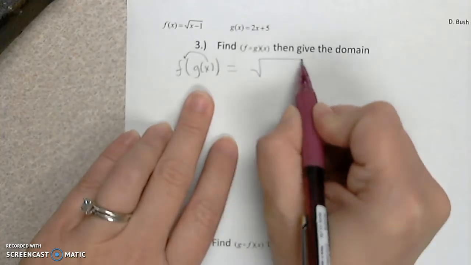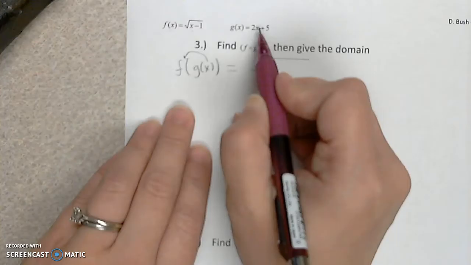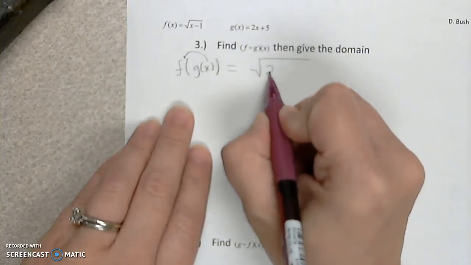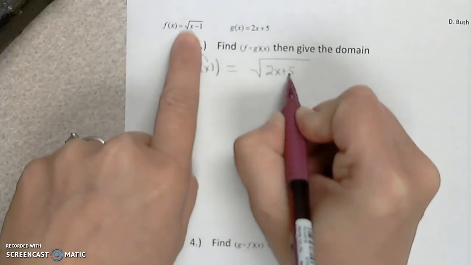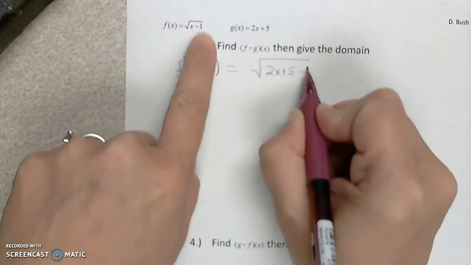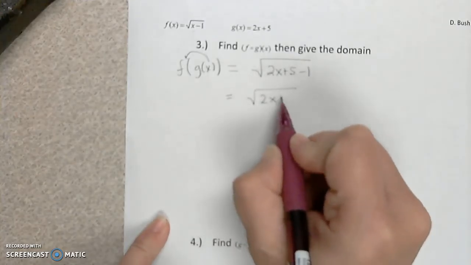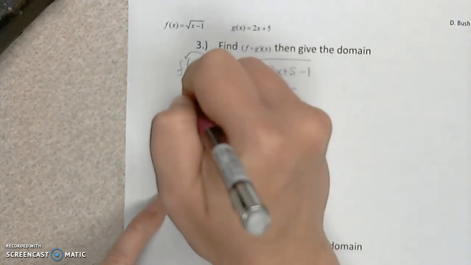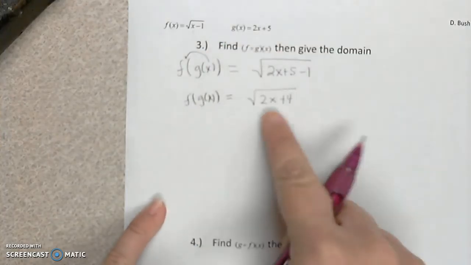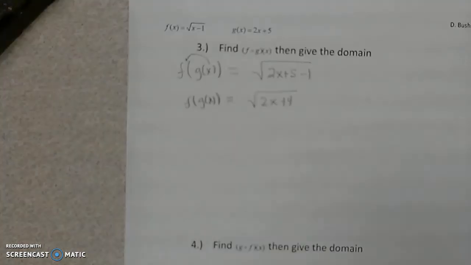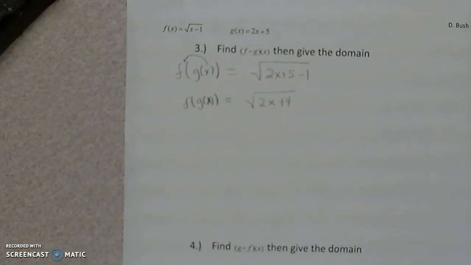Alright, so f is the square root of x minus 1, but instead of writing an x, I'm going to put the function g of x, so 2x plus 5 is taking x's place, and then I say minus 1. So that gives me the square root of 2x plus 4. Alright, I don't have any numerical value to fill in, so that's as far as I can go. I have no input for x, just a new function is all I have.